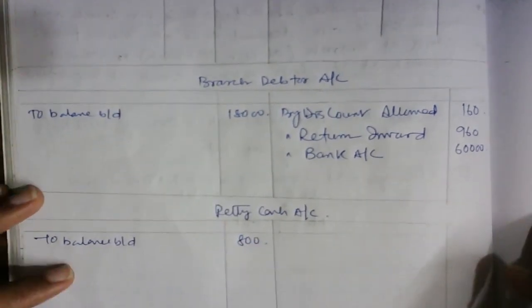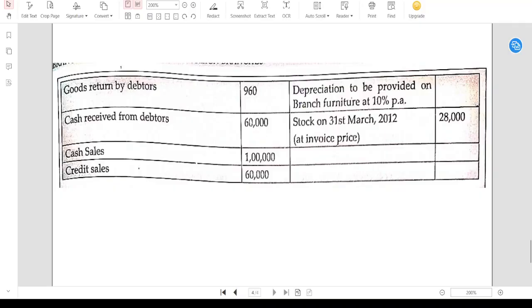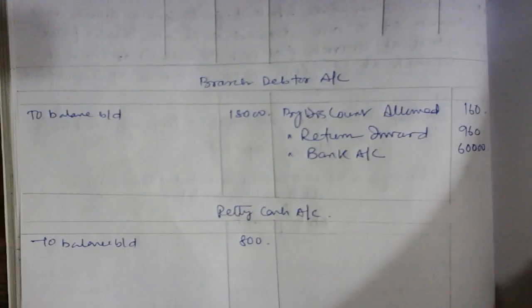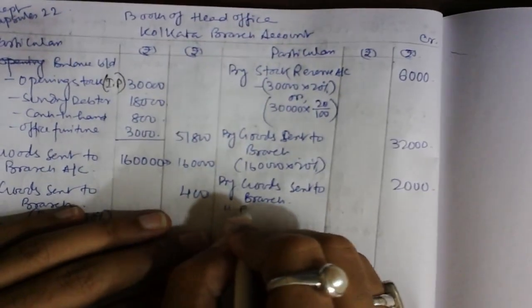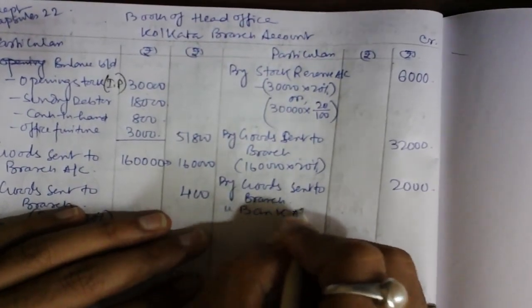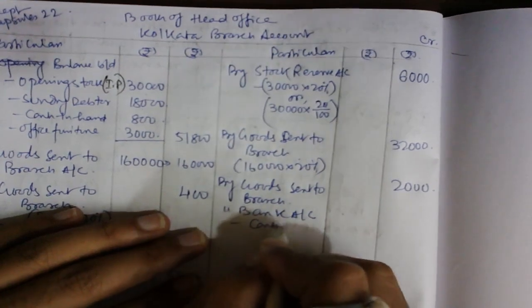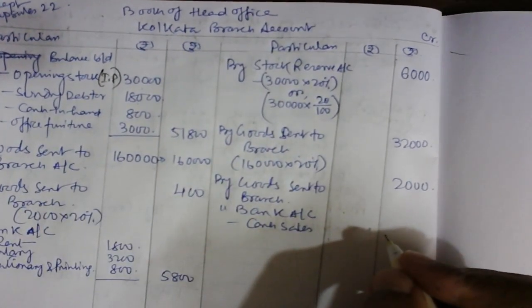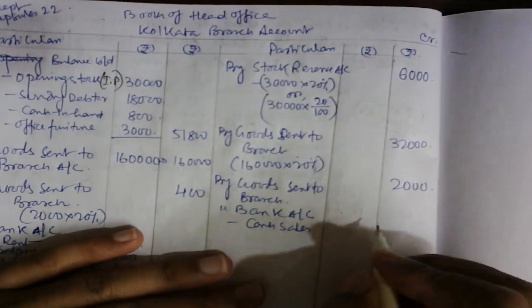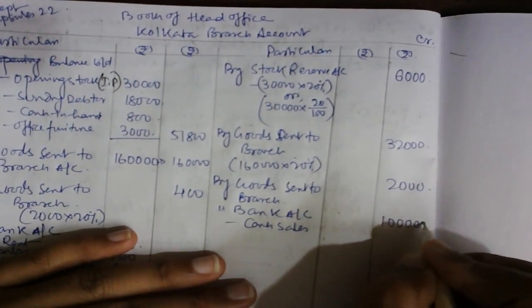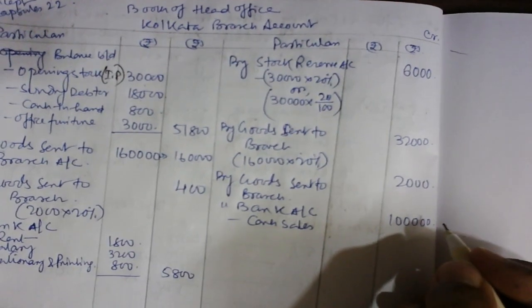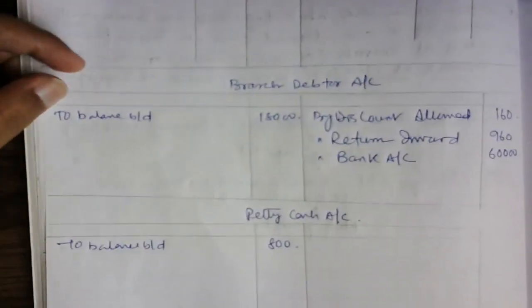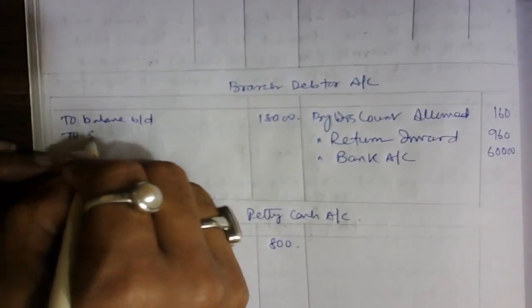Done, sir. Any information after this? Sir, we have cash sale and credit sale. So cash sale should be plotted here by bank account. How much is the cash sale amount? Sir, cash sale is 1 lakh rupees and credit sale is 60,000. So credit sale can I write here? Sundry debtor to sale account.